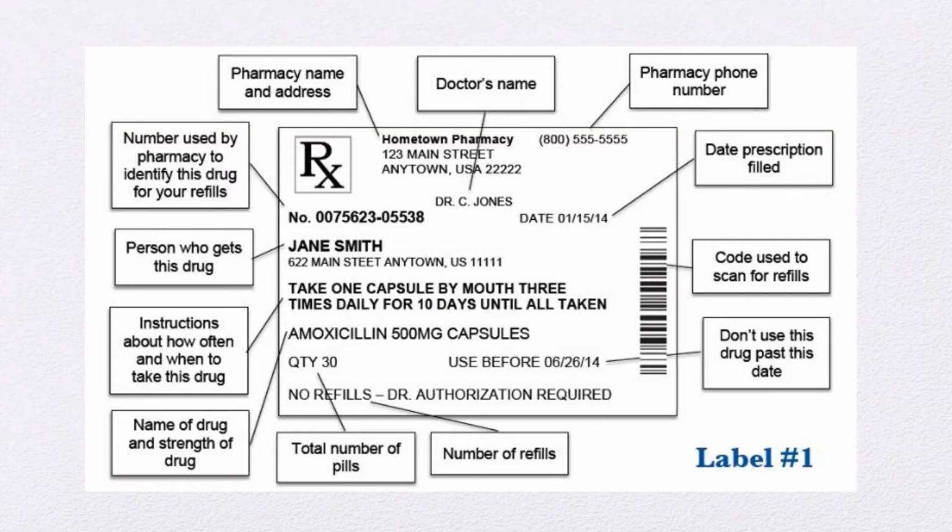So here's a really good example of a common prescription. You can see the patient's name, the doctor's name, you can see the medication, how many times it's given, the quantity. So all of these are very, very common things for our prescriptions.